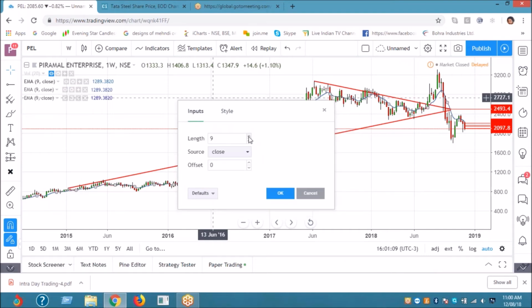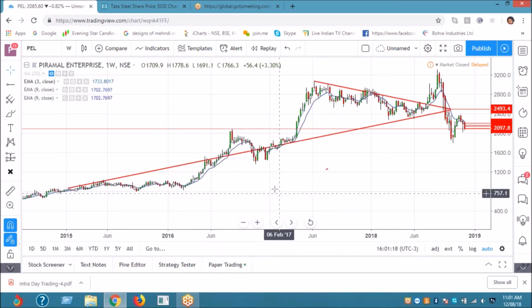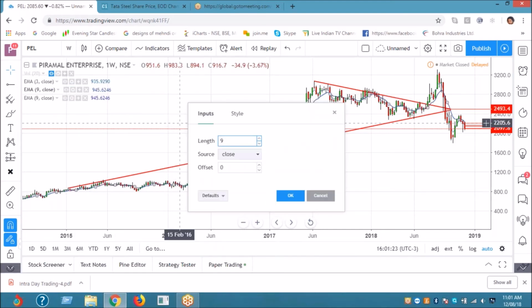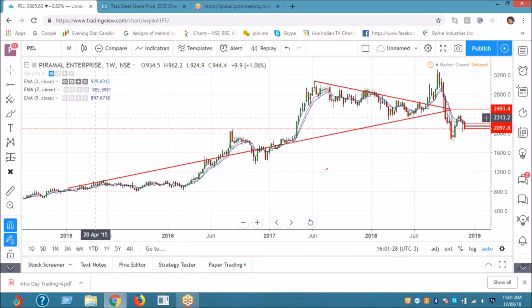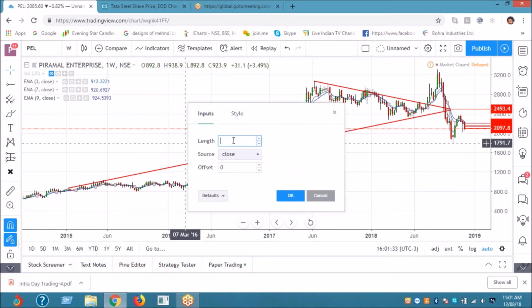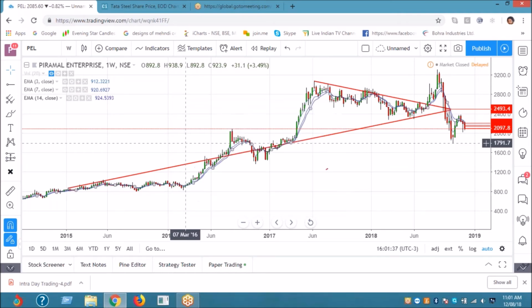Inputs: 9. I'll take one as, say, 3. I'll take another input as, say, 7. And one, say, as 14.